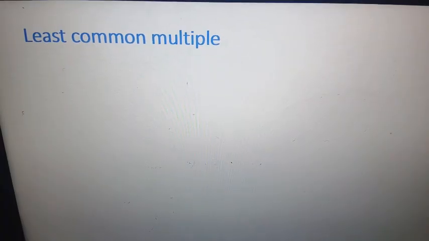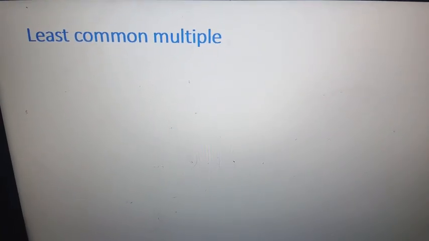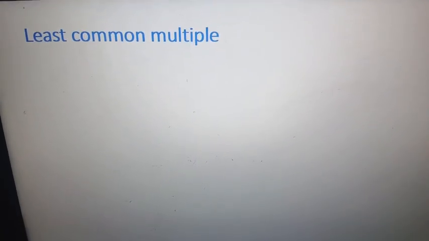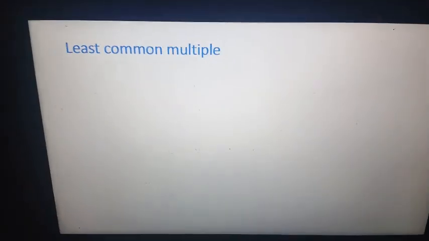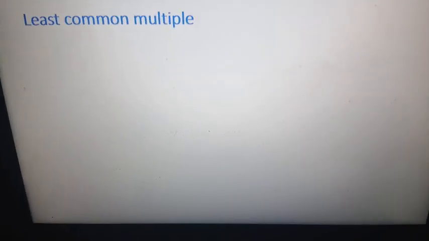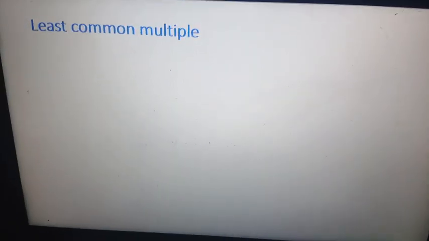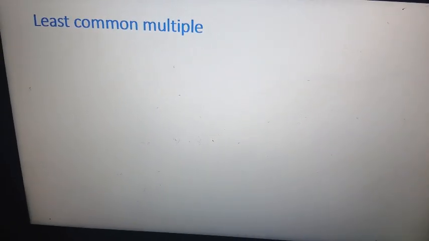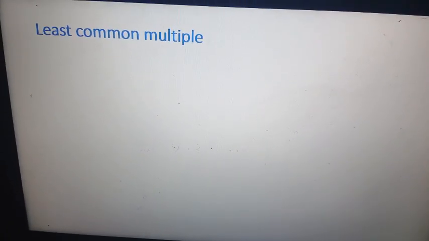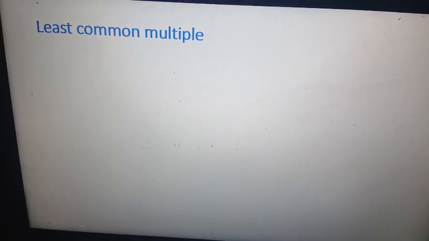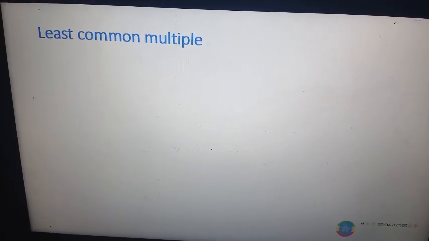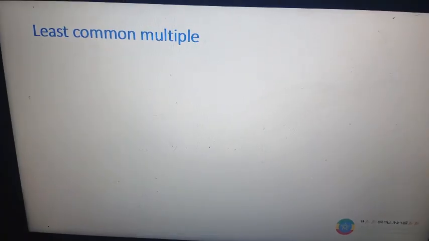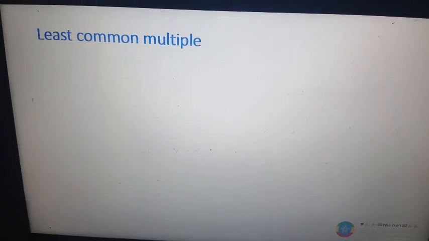Hello everyone. Last time we have seen the GCF or the GCD of the given numbers. That means greatest common divisor or greatest common factors of given numbers. Today we'll see least common multiples or LCM of numbers.